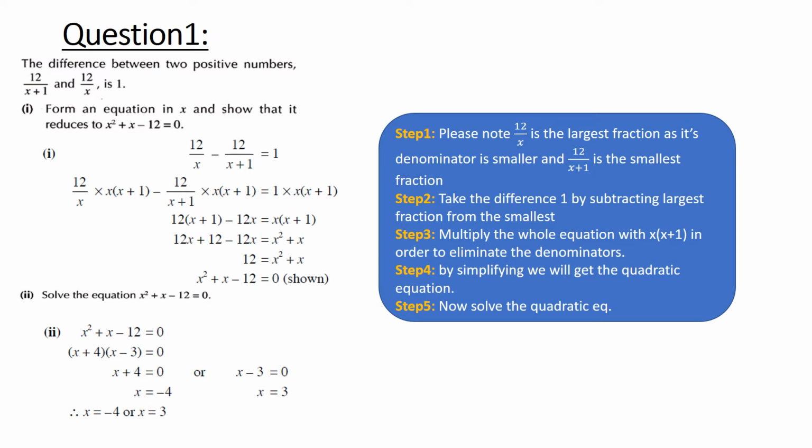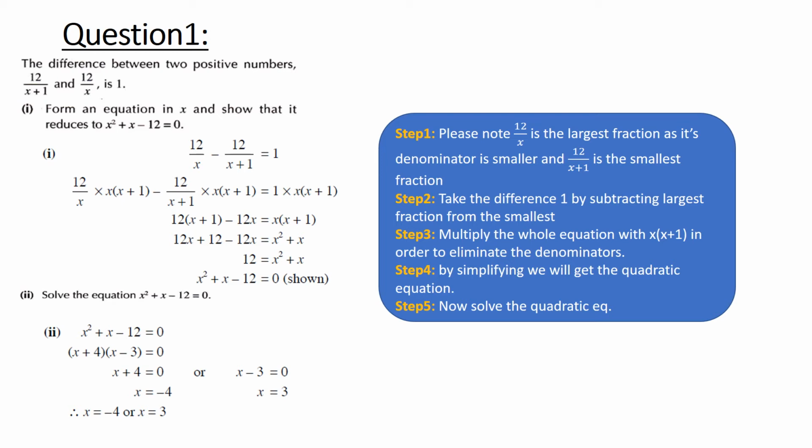Now what is given in the statement? Here the difference between two positive numbers is 1. So remember dear students, whenever we need to take the difference, we subtract smaller number from the larger number. So in this question, 12 over x is the largest fraction as its denominator is smaller, and 12 over x plus 1 is the smallest fraction as its denominator is greater.